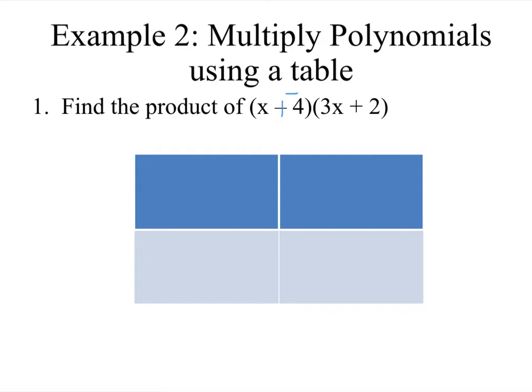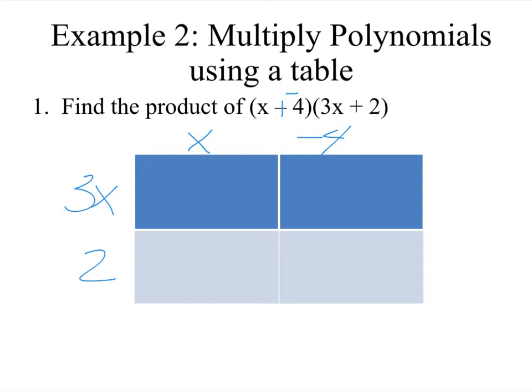So I'm going to go plus -4. I'm going to take one of my parentheses, it doesn't matter which one, and I'm going to break it into the 2 boxes across the top. My second parenthesis is going to break into the 2 boxes going down the side. And now we're just going to multiply and fill in each box.